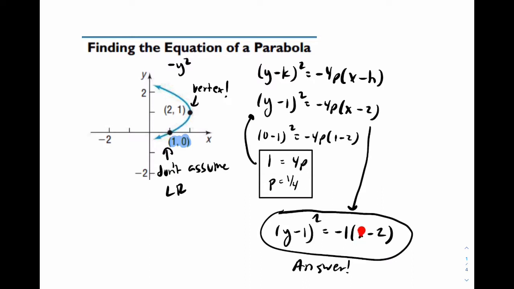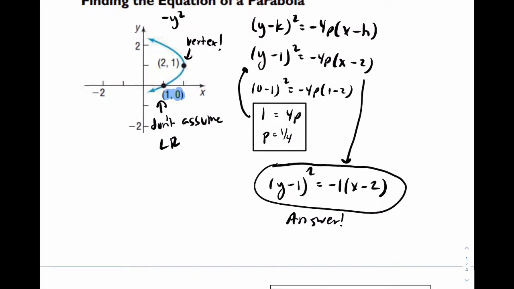If I plug in 1 right here, I get negative 1 times negative 1. That's 0 minus 1 squared. And this is definitely true, because this would be 1 is equal to 1. So this definitely checks out.